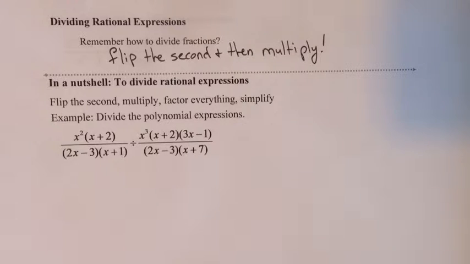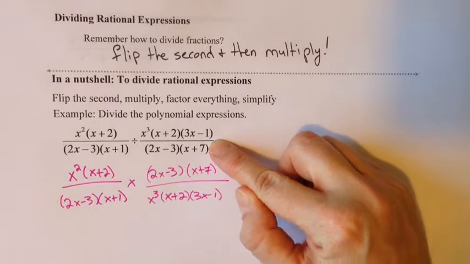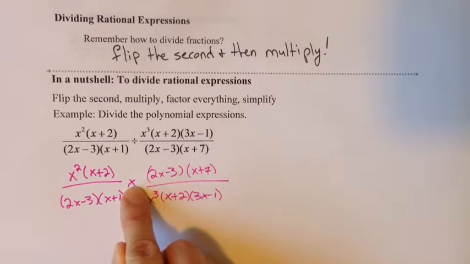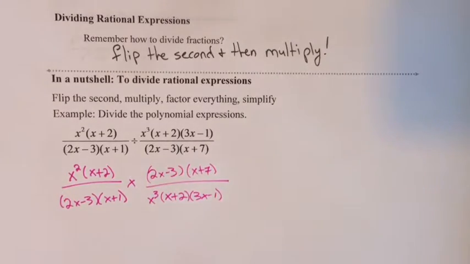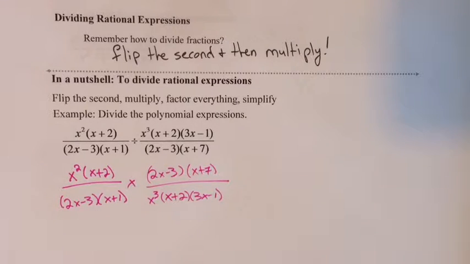I'm going to divide these polynomial expressions. My first step is to flip the second expression. So I write down the first one just the way it was, and then I flip over the second one and put a multiplication sign in between them instead of a division sign. Now this should look just like the multiplication problems that we were doing earlier. So we really haven't added anything new except this first step where we flipped the second fraction.